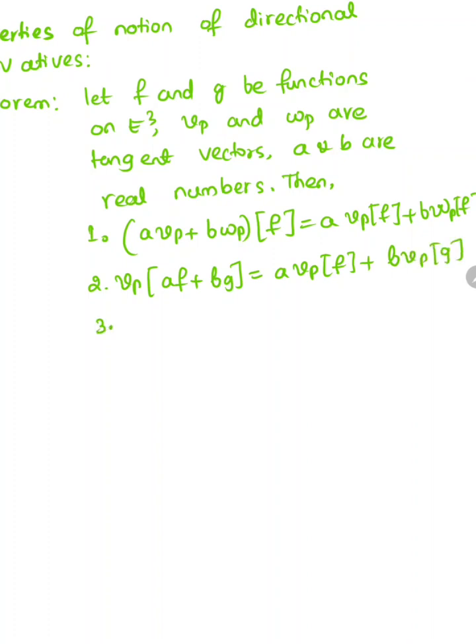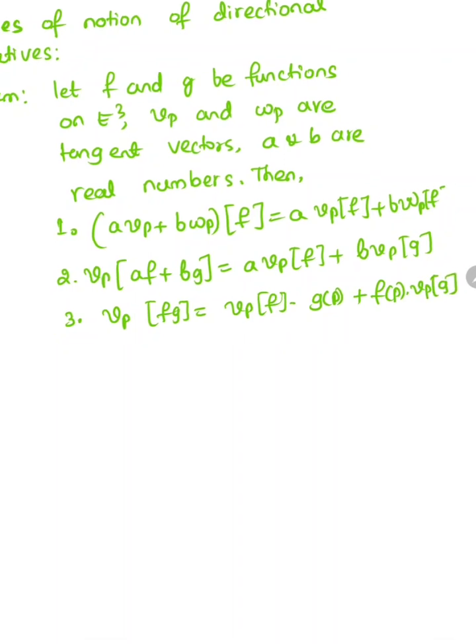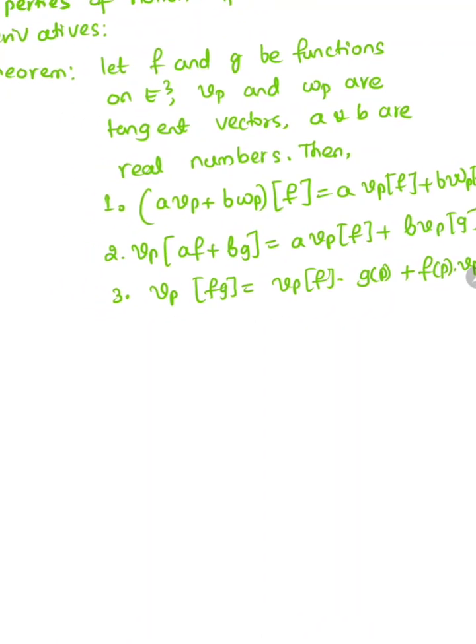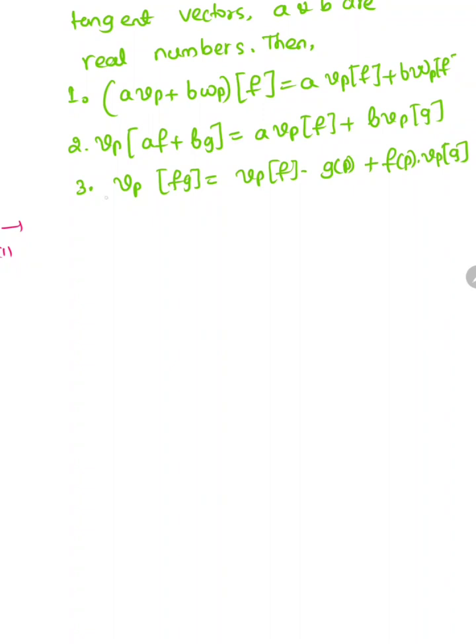And the next one is due to the product of functions f and g. This is equal to Vp of f into g of p plus f of p into Vp of g. So we will see how these results can be proved. So let's see one by one. By the definition of the directional derivative, we have the summation from i equal to 1 to 3 of dou f by dou xi at the point p into Vi.